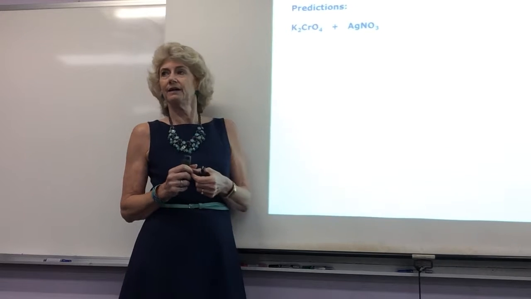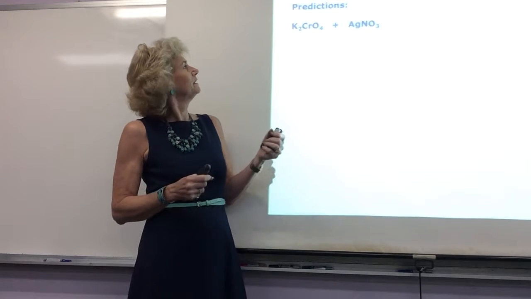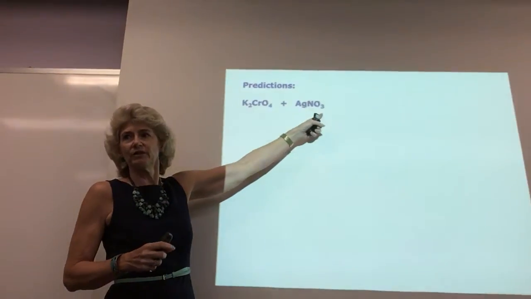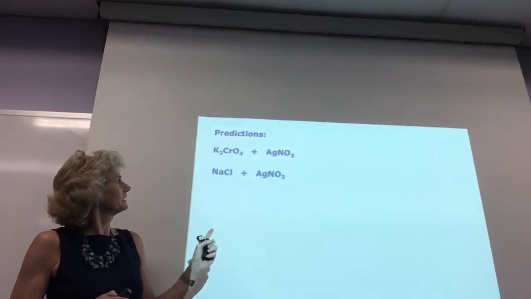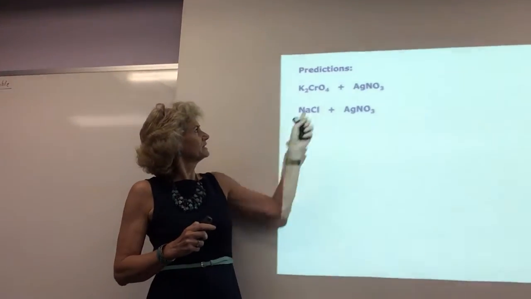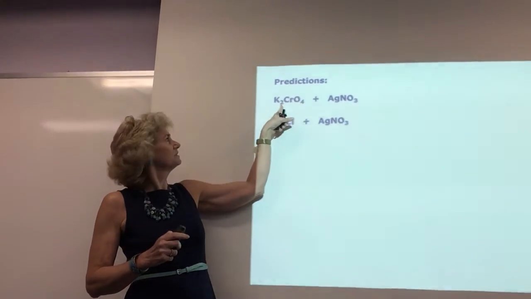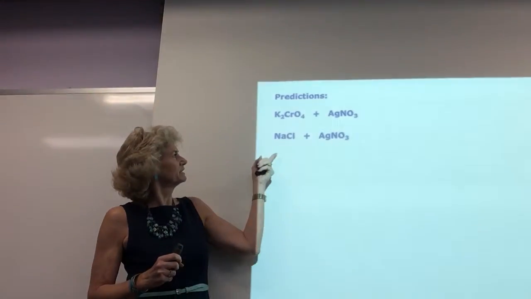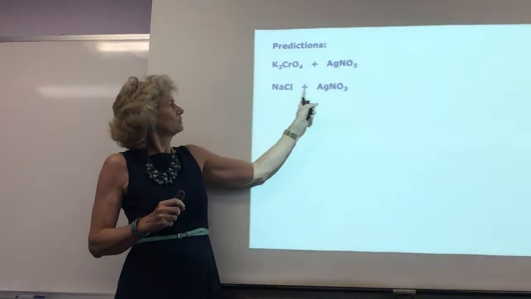Okay, ready? Predict. What are you going to get? What's going to precipitate? Yeah, the potassium and the nitrate will always be soluble. So the only thing that could precipitate is the silver chromate. And this is a minus 2 ion. You can tell that here. So chances are the lattice energy is high enough to pull them together. How about this guy? Silver chloride.